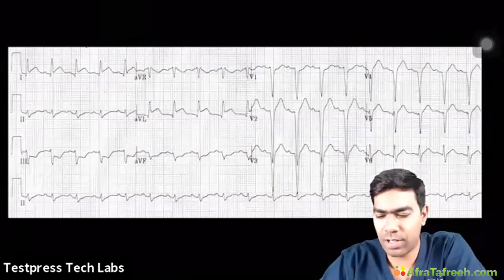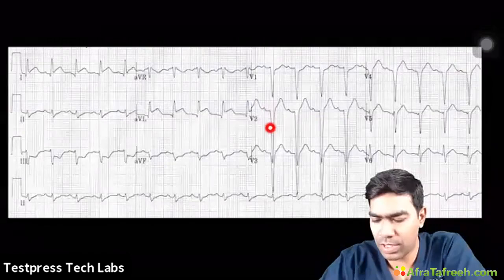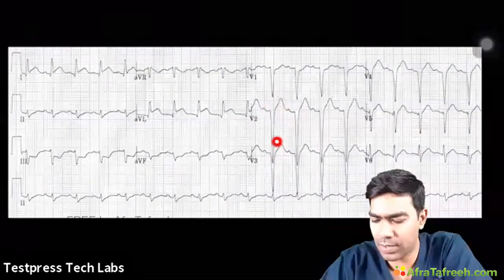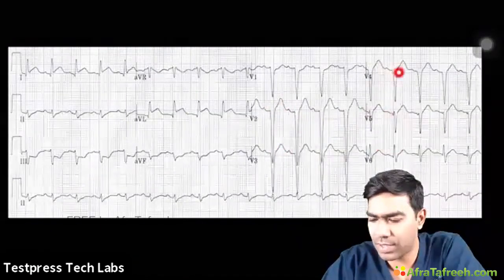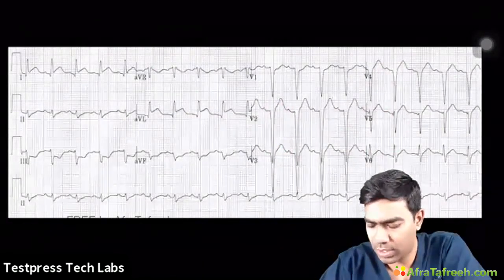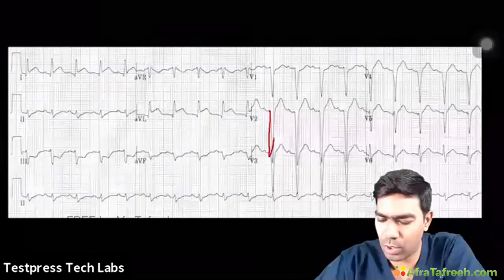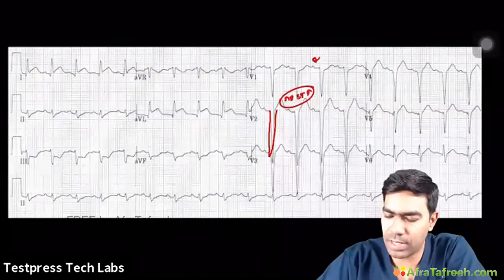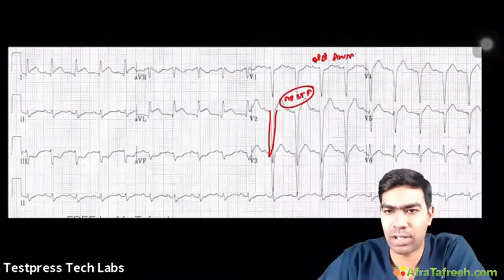So first of all, it's not anterolateral. To be honest, you're seeing only the Q wave here. This substantiates the fact that this is the old MI. You don't see any significant ST elevation in any of these anterior leads. But one sign of an old MI is you see only the Q waves, no ST elevation, which means this patient had an old anterior MI. This is not a current MI.